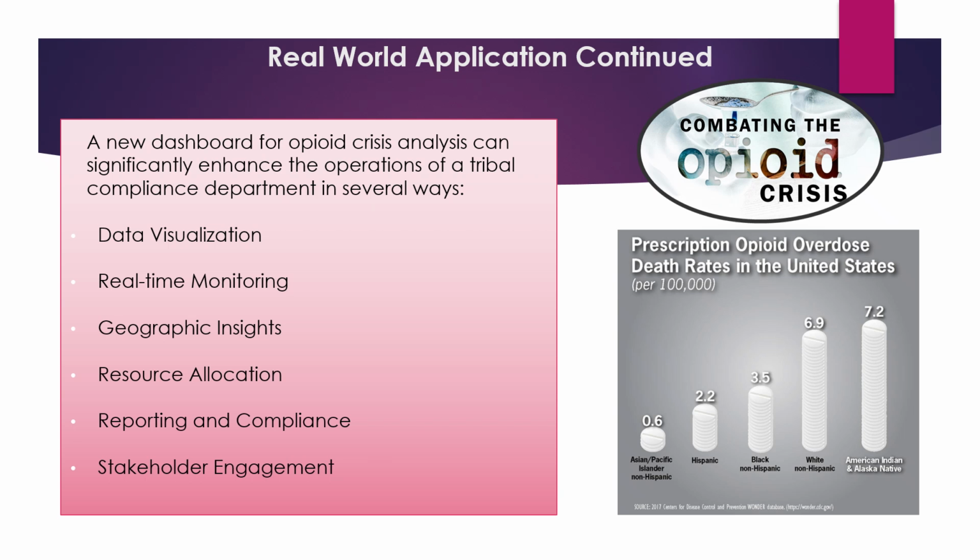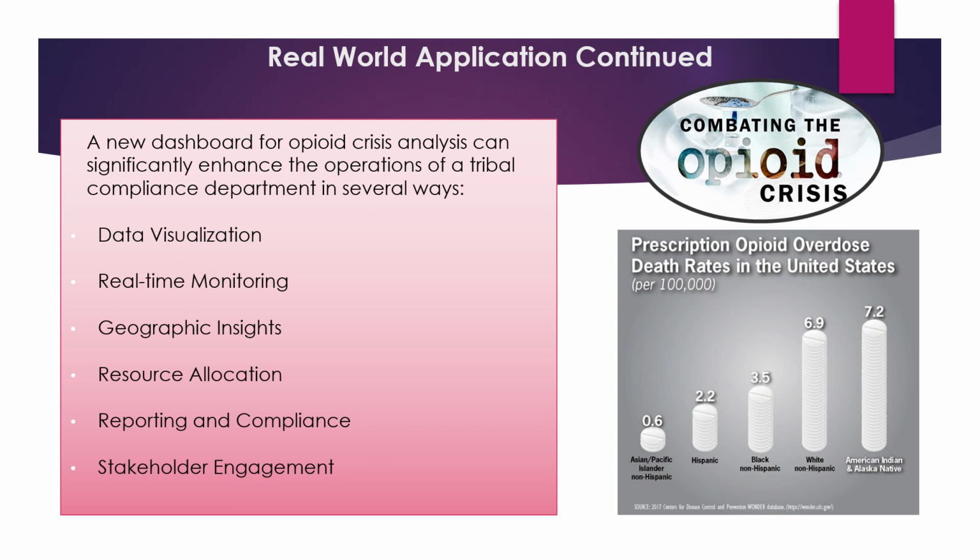Number three, geographic insights. The dashboard can incorporate geographic information systems to highlight areas most affected by the opioid crisis, helping compliance departments to allocate resources effectively and target interventions where they are needed most. Number four, resource allocation. By identifying trends, the dashboard can help in prioritizing resources and funding for treatment and prevention programs, ensuring that efforts align with the community's specific needs.